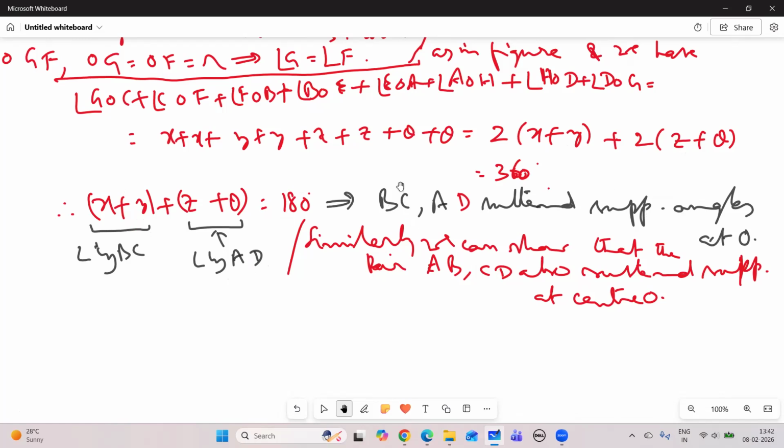Therefore, sides BC and AD subtend supplementary angles at the center. Similarly, we can obtain this for sides AB and CD. What is the other pair? BC and AD are the vertical ones. AB and CD are the horizontal ones. These also subtend supplementary angles at the center.